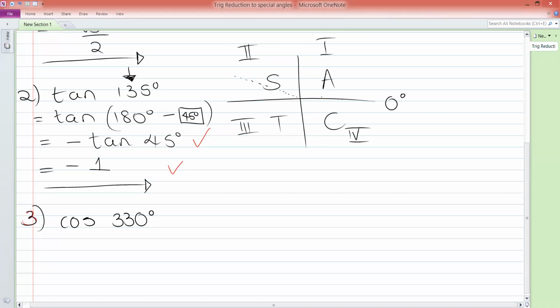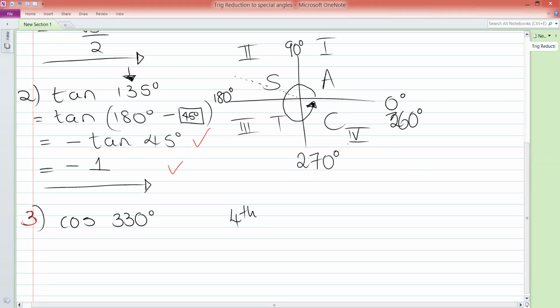So remember, when you're on your Cartesian plane, you move anti-clockwise like that, right? You start off at 0, and then here, this is 90. At this point, that's 180. At this point is 270. And finally, when you've made a full rotation, that is now 360 degrees. So 330, like I said, is in the fourth quadrant.